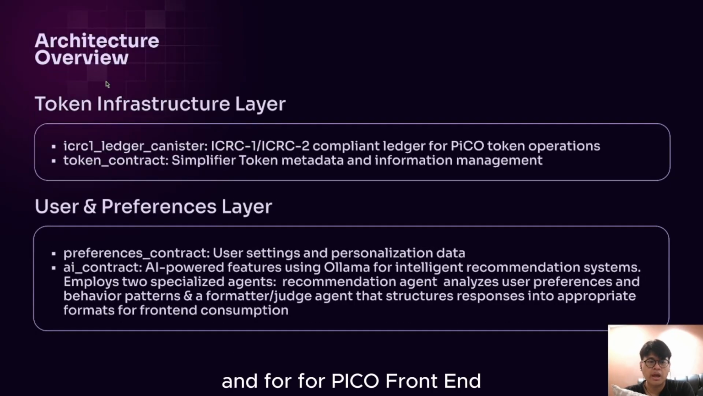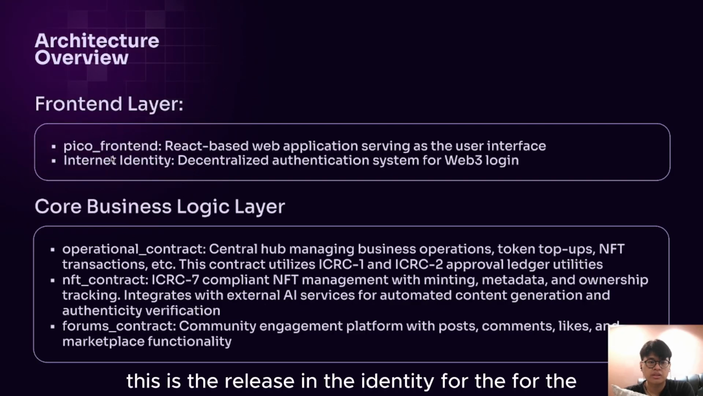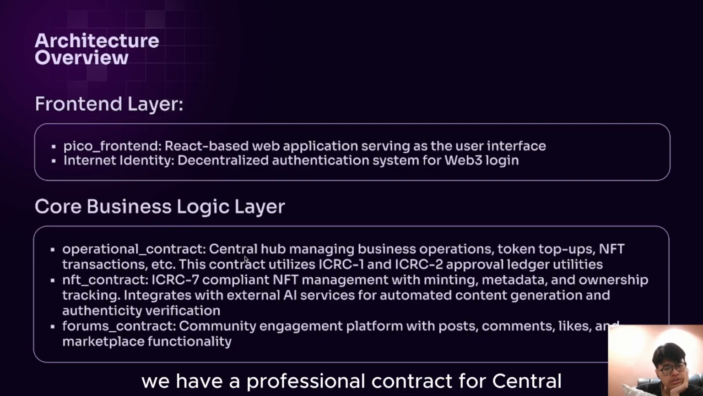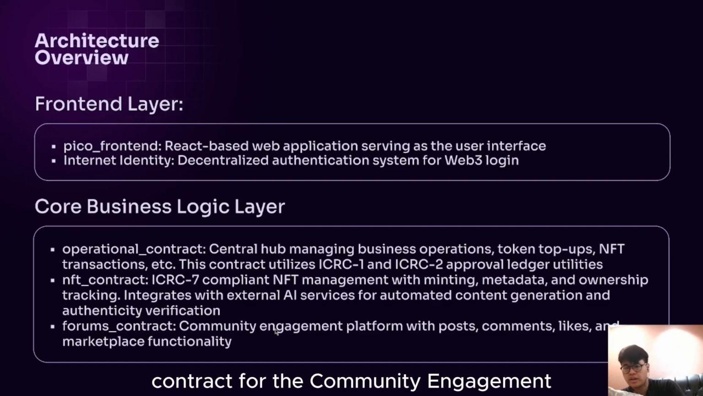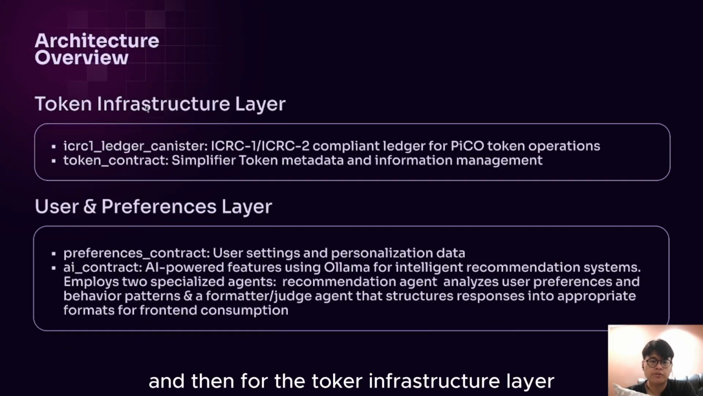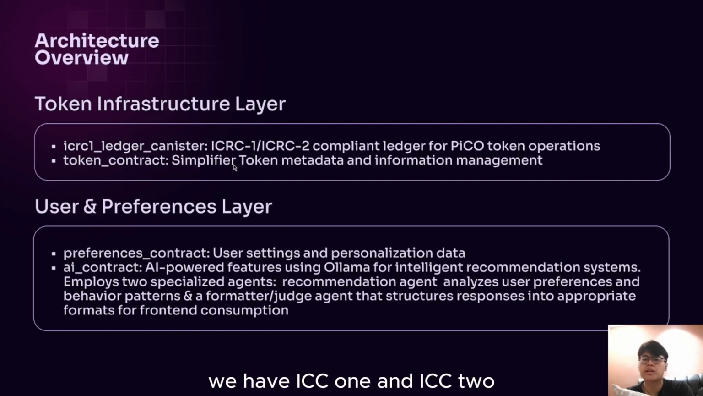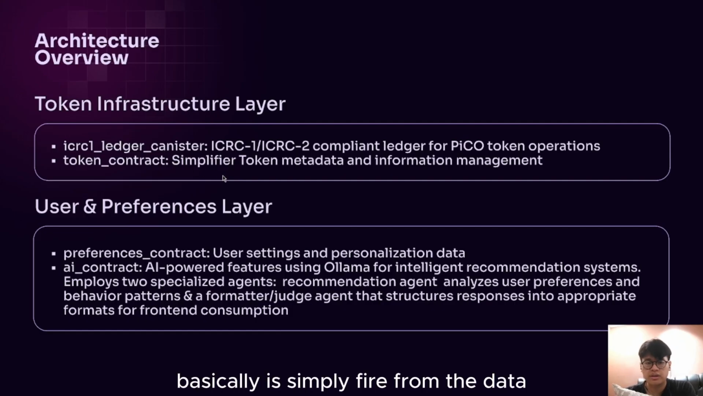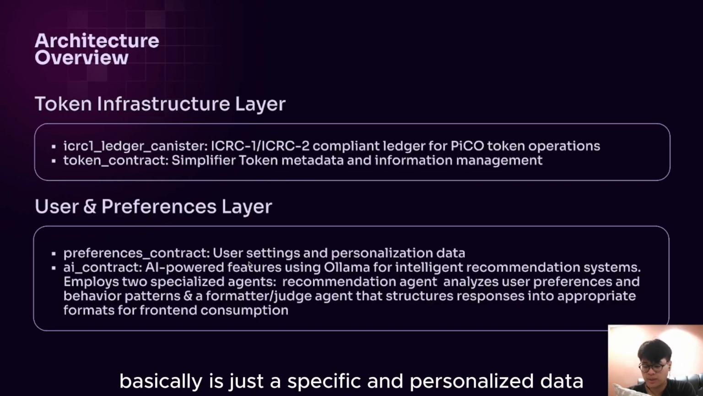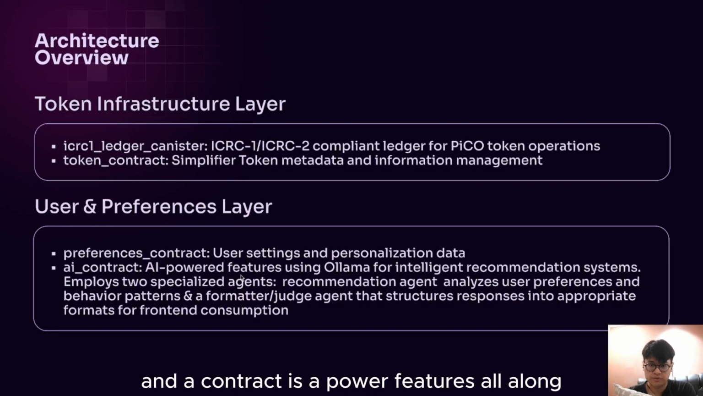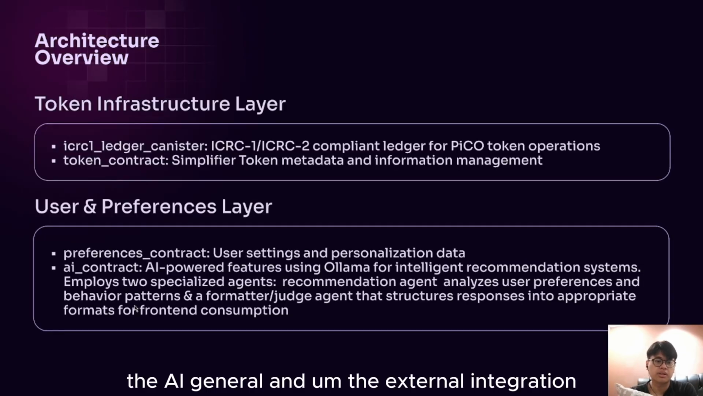And for the architecture overview of the Pico frontend, Internet Identity is used for authentication. For the core business logic layer, we have the operational contract as the central operational hub, the NFT contract for ICRC7-compliant NFT management, and the forum contract for the community engagement platform. For the token infrastructure layer, we have the ICRC1 canister, which handles ICRC1 and ICRC2, and the token contract, which is basically a simplifier for token metadata. For the user and preferences layer, we have the preferences contract, which holds user settings and personalized data, and the AI contract, which powers the intelligent recommendation system with the AI agents.